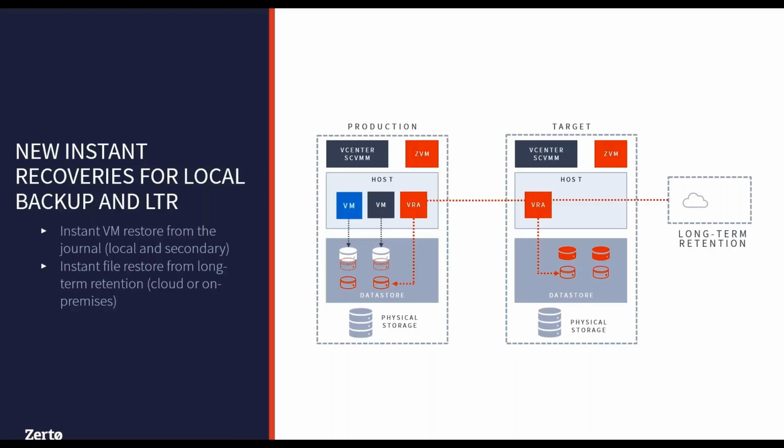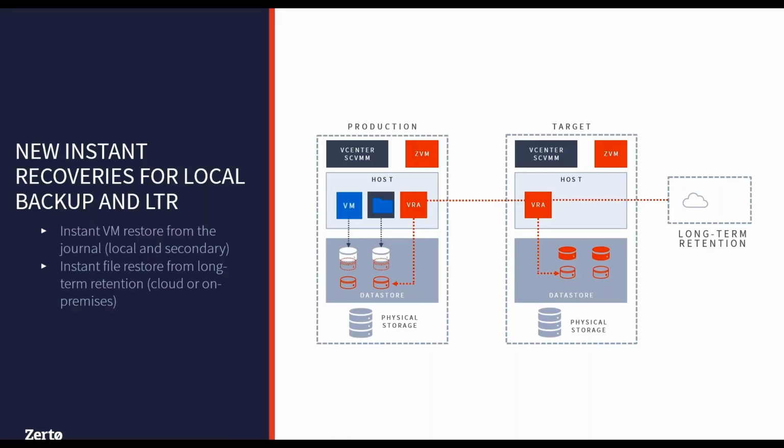Now, of course, we've had journal file level restores available in Zerto since 4.5, if I'm not mistaken. And we've added long-term retention into Zerto starting with Zerto 7. And with Zerto 9, we give you the ability to directly restore files from those long-term retention repositories, regardless where those repositories are, whether they're on premises or in the cloud.